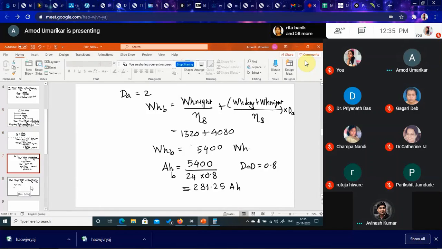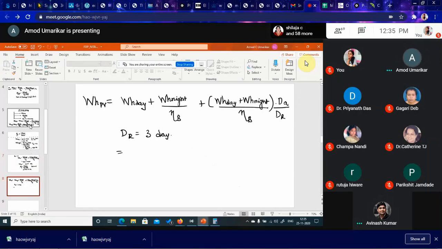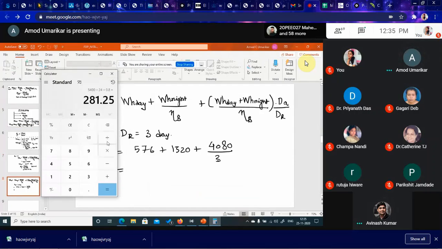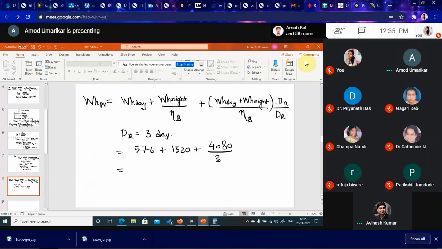So this is 576 plus 1320 plus 4080 upon 3. So this will be 4080 upon 3, 1360, plus 1320 plus 576. This will be 3256 watt hour.